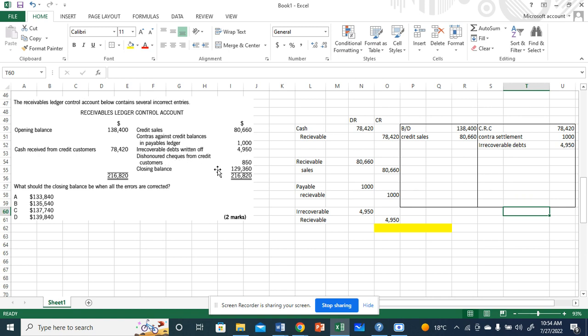Dishonored checks from credit customers, all right? The customer tried to pay you. The bank refused that there's insufficient funds. So the journal entry is you debit dishonored checks $850, and you credit the receivables.